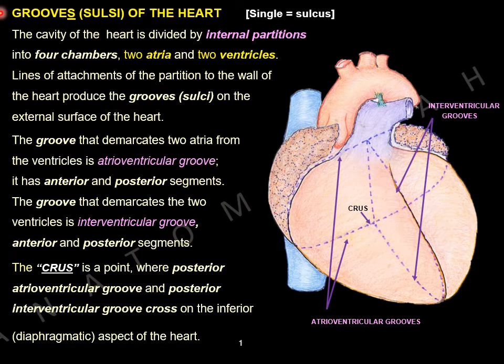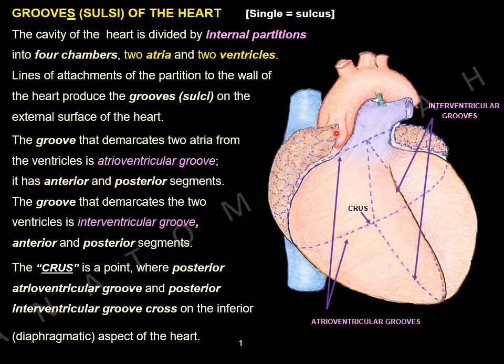Grooves, sulci of the heart. Singular, we call sulcus. The cavity of the heart is divided by internal partitions into four chambers, two atria and two ventricles. Lines of attachment of the partitions to the wall of the heart produce the grooves, sulci, on the external surface of the heart. The groove that demarcates the two atria from the ventricles is the atrioventricular groove. It has anterior and posterior segments.